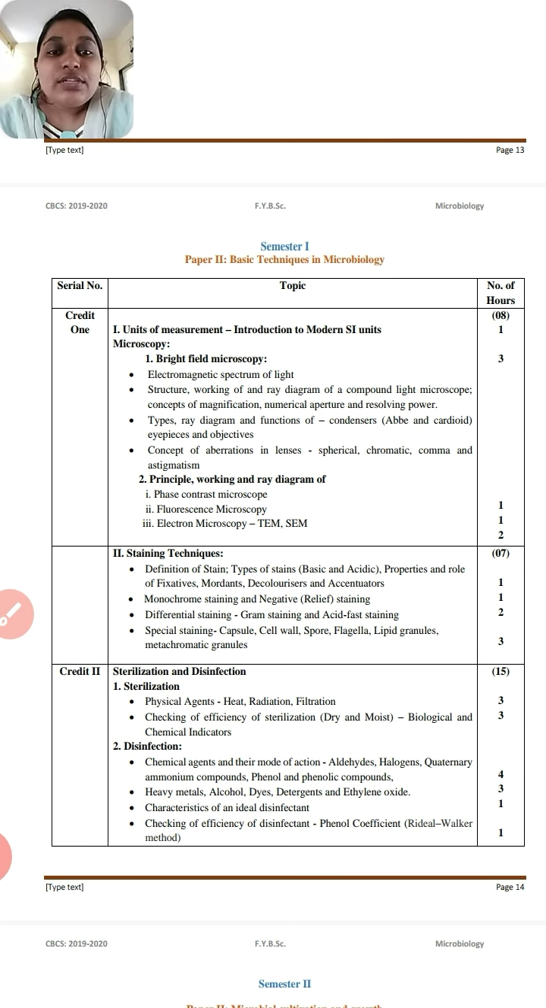So after that we will see the principle, working and ray diagram of three types of microscope. In the first one we will see the phase contrast microscope. The phase contrast microscope is used to make visible the microorganisms or objects which are not visible using the bright field microscope.